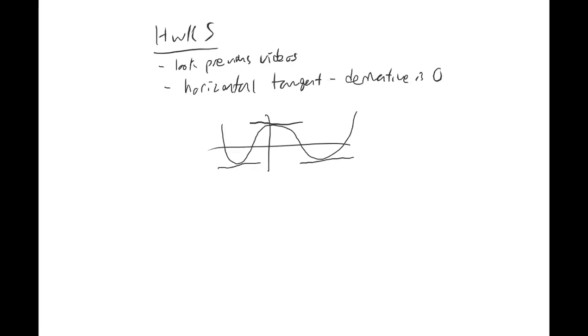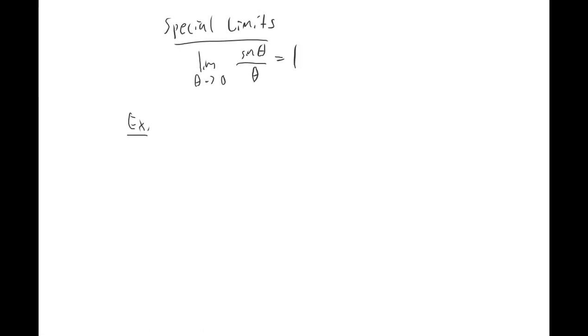Okay, and the other thing is, if you recall, there was a special limit. That's also in the previous discussion video, I went over that limit. As theta goes to 0, sine theta over theta is 1. You're going to need this to solve a limit, so let me do an example for you.